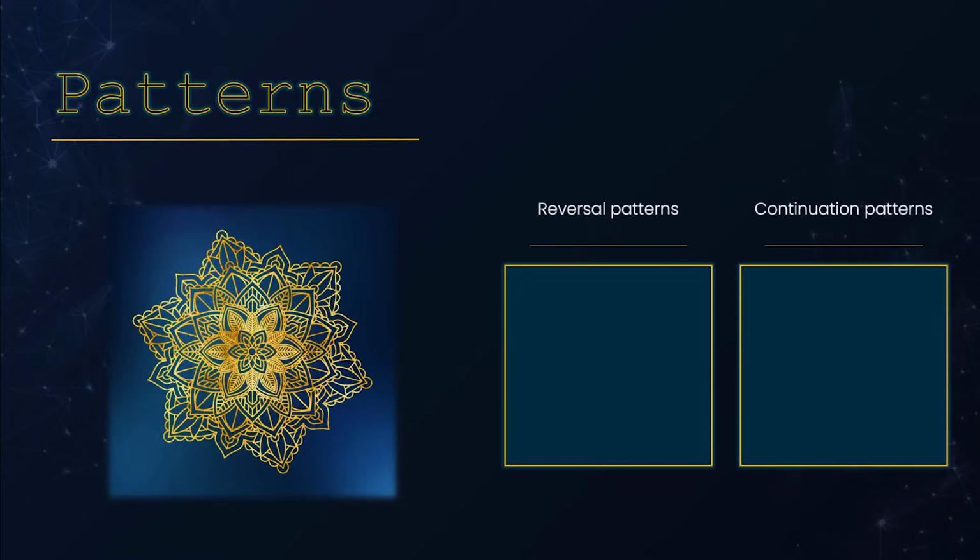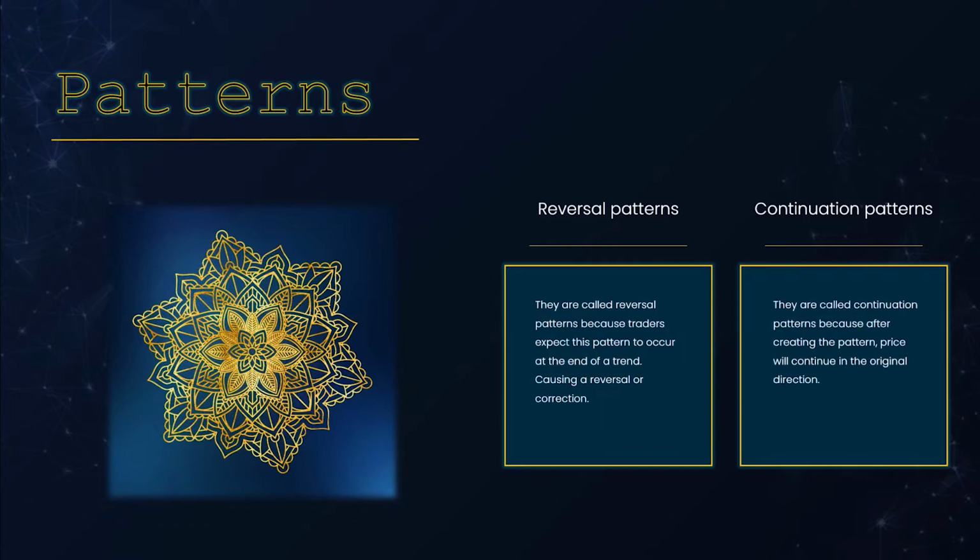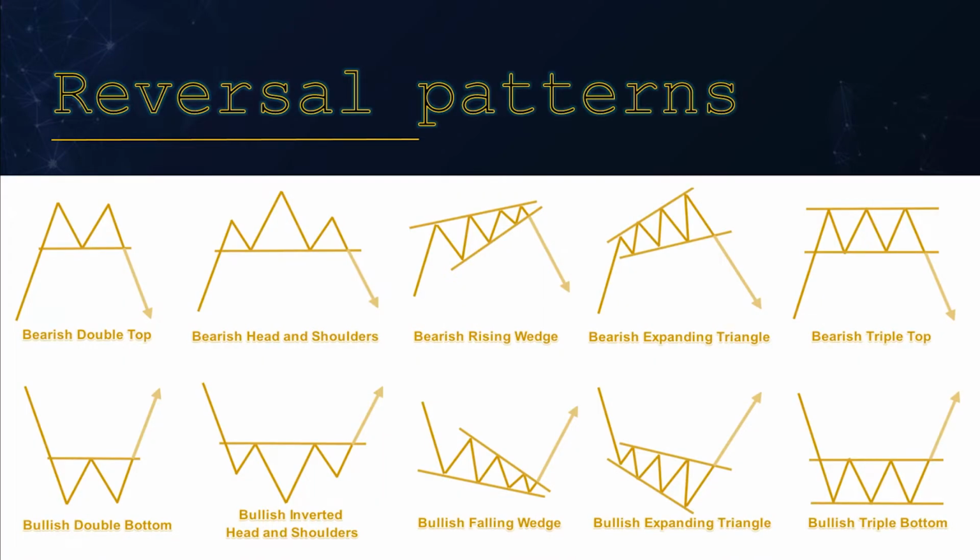We have two main types of patterns: reversal patterns and continuation patterns. Reversal patterns are mostly seen at the end of a trend, while continuation patterns tell us that price is getting ready for a next move in the direction of the trend. Let's take a look at some examples. Okay, here you see the most used and most important reversal patterns. Maybe it's not a bad idea to take a screenshot. You can also find a lot more patterns on the internet. Maybe you can print them and even hang them on your wall.